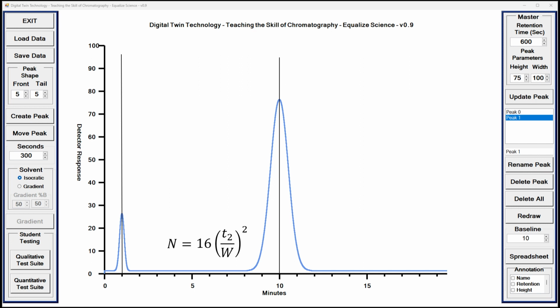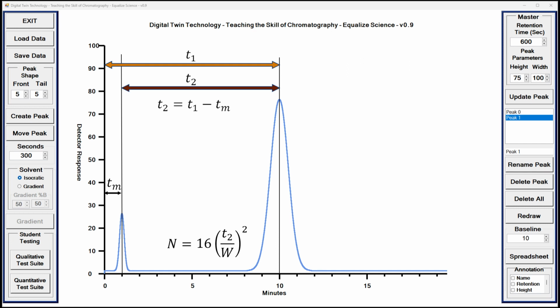To go through the parameters of the equation, T sub m is the holdup time, or dead volume of the column. This is the time it takes for the solvent to travel from the beginning of the column to the end of the column. T sub 1 is the retention time of the peak. T sub 2, the adjusted retention time, is arrived at by subtracting the holdup time, T sub m, from the peak retention time, T sub 1.